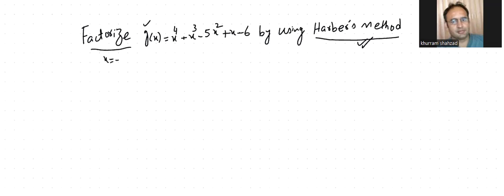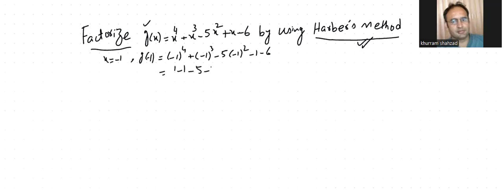-1. So this is g of -1. We have to put -1 in place of x: (-1) power 4 plus (-1) power 3 minus 5 times the square of -1, then -1 and -6. So what is this? 1 minus 1 minus 5 minus 1 minus 6. So this is not equal to 0. So it means that x is equal to -1 is not our required number.